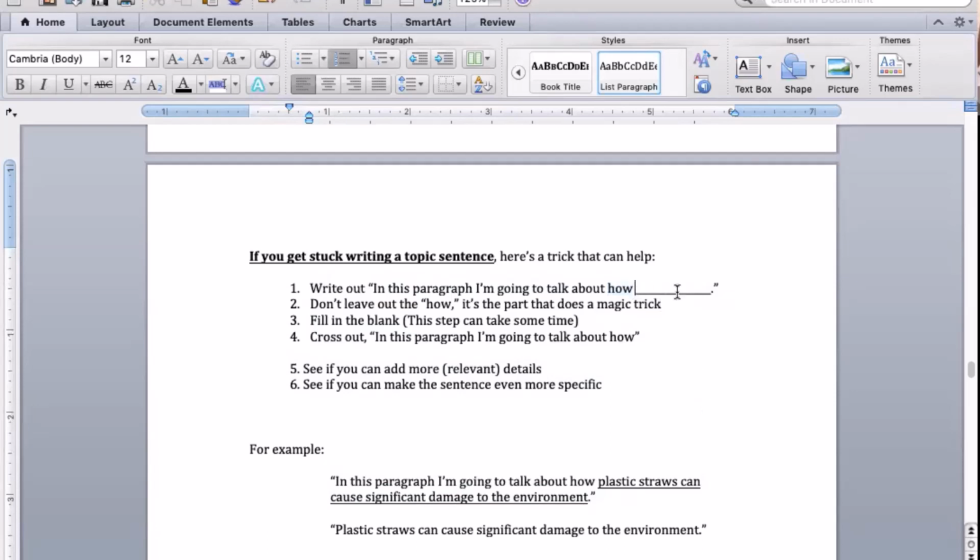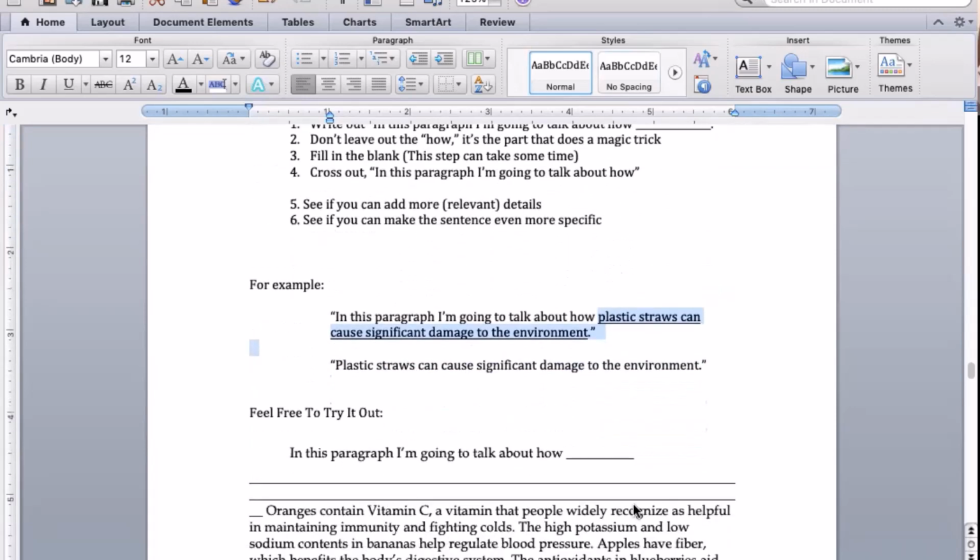If you fill in that blank, you might right off the bat have a great, perfect topic sentence, or you might have something that needs a little work, like, I don't know, plastic straws are bad. That could become a little more specific, add a little more detail. What am I really going to talk about in this paragraph? But there's a way to get unstuck, get a pretty good working first topic sentence on the page.